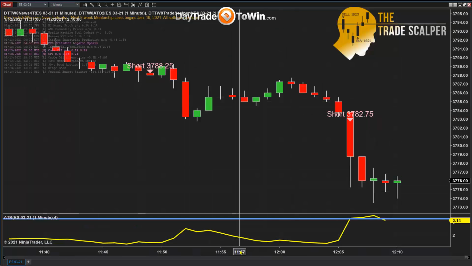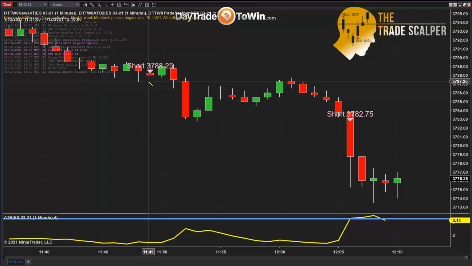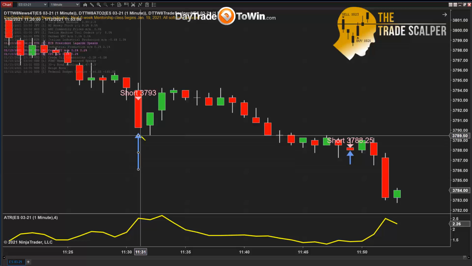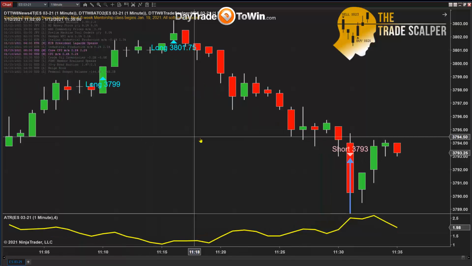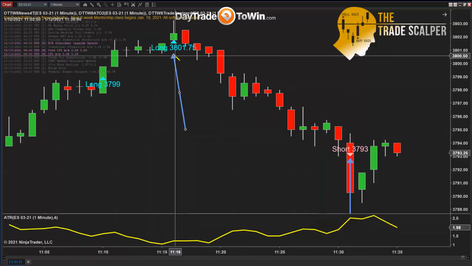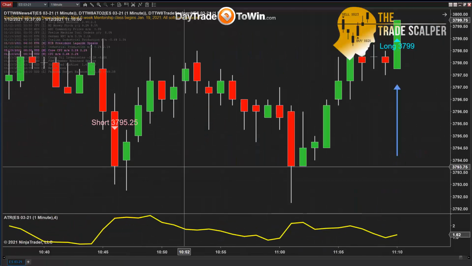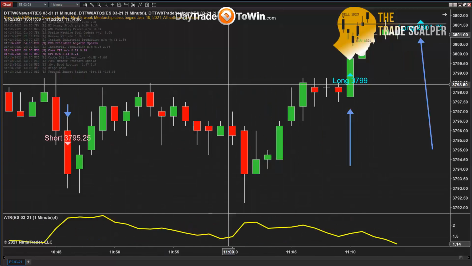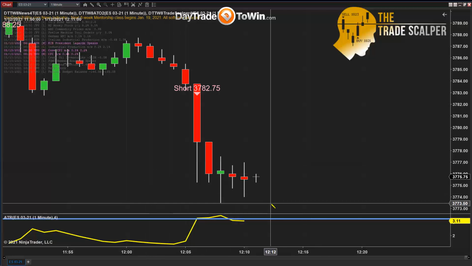And so here we have an entry to go short at about 11:49. And let me go back here. Another entry to go short at about 11:31. And here's a long trade. This trade at 11 o'clock was a losing trade. So here you have a losing trade. Here's a long trade, 37.99. Here's a short trade here at 37.95 quarter, and so on. And now we're waiting for the next signal on the Trade Scalper.